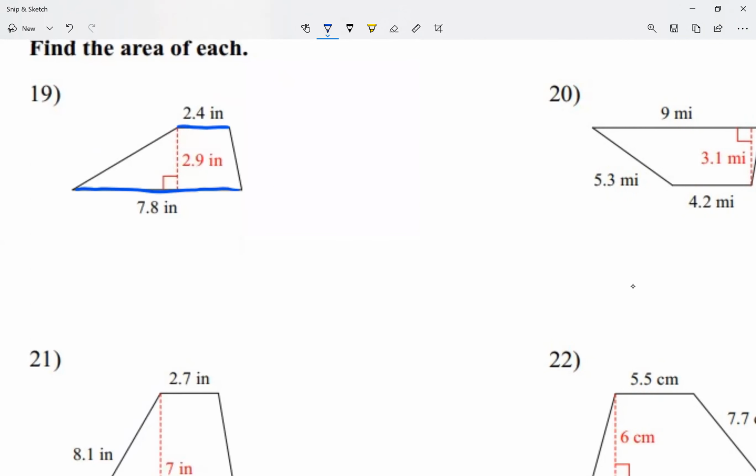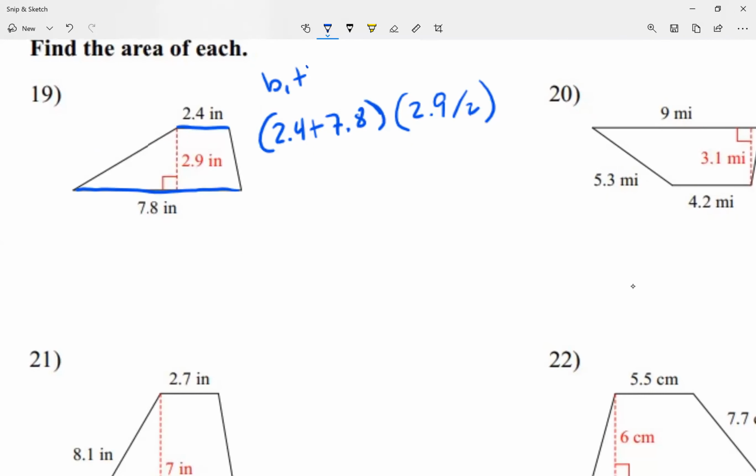Remember, my two bases are the two sides that are parallel. To find the area of this, I'm going to go 2.4 plus 7.8. Remember, I add the bases and then multiply by 2.9 divided by 2. Just as a recall, first parenthesis base 1 plus base 2. The second parenthesis is the height divided by 2. Now I'm going to use a calculator.